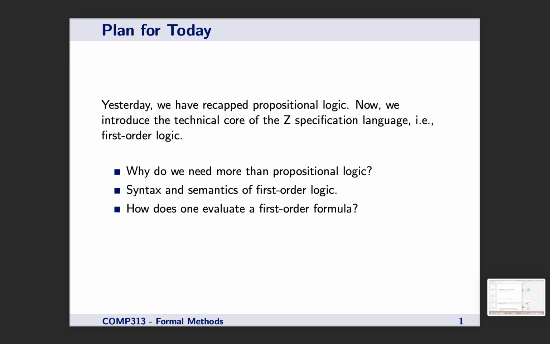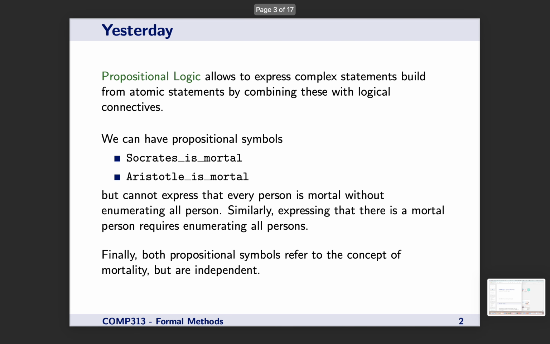Now we introduce the technical core of the specification language, which is called first order logic. Propositional logic expresses complex statements built from atomic statements by combining these in a logical perspective. We have the propositional symbols, for example, Socrates is mortal, Aristotle is mortal, but cannot express that every person is mortal without quantifying over all persons. Similarly, expressing that someone is a normal person requires quantifying over all persons. Finally, both propositional symbols refer to the concept of mortality, but independently.